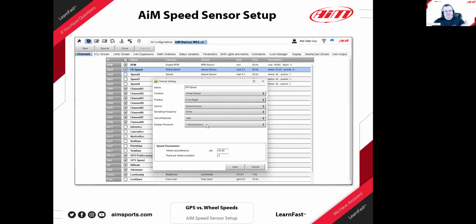Unit of measure, decimal place, and the one that gets people a little bit is this one down here, because it's something we don't normally do on most of our sensors: you have to actually measure the circumference of the tire, and you have to tell it how many pulses or magnets are going through that sensor, depending on if it's a magnetic sensor or if it's a metallic sensor. And in this case, I'm telling it we have 4 pulses, 4 magnets that are put onto the piece that's spinning, and then the size of the tire.